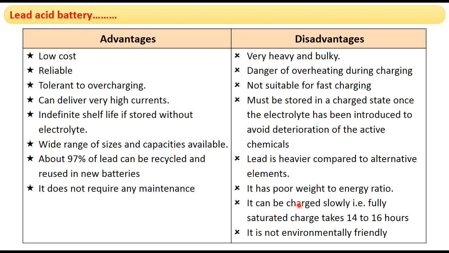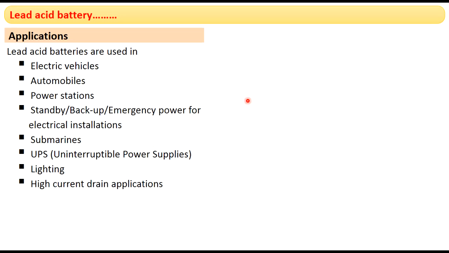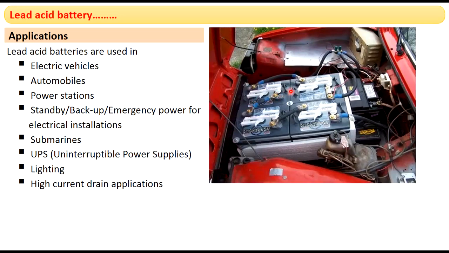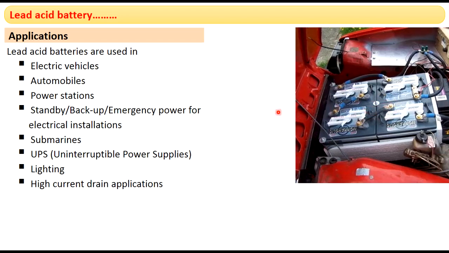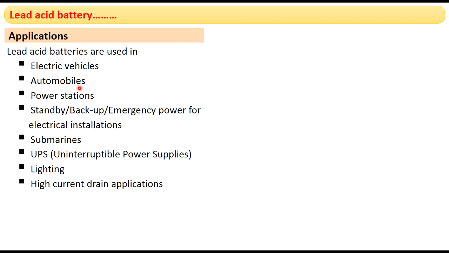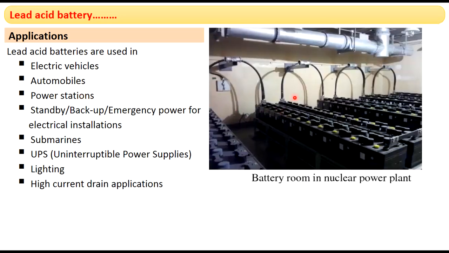Applications of lead acid batteries. Lead acid batteries are extensively used in electrical vehicles. You can see in the picture, this is an electrical vehicle and these are the lead acid batteries. They are connected in series. 4 batteries are there. This is one application. Another application is lead acid batteries are used in automobiles. They are also used in power plants, power stations. You can see in the picture, this is a nuclear power plant battery room containing a large number of lead acid batteries.